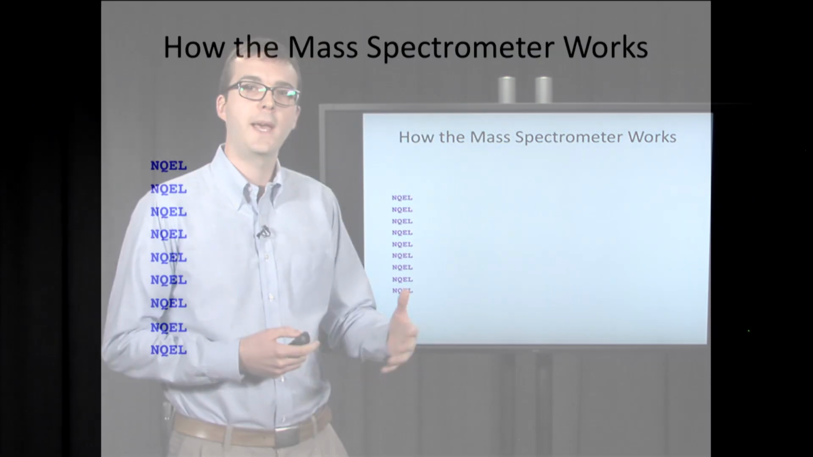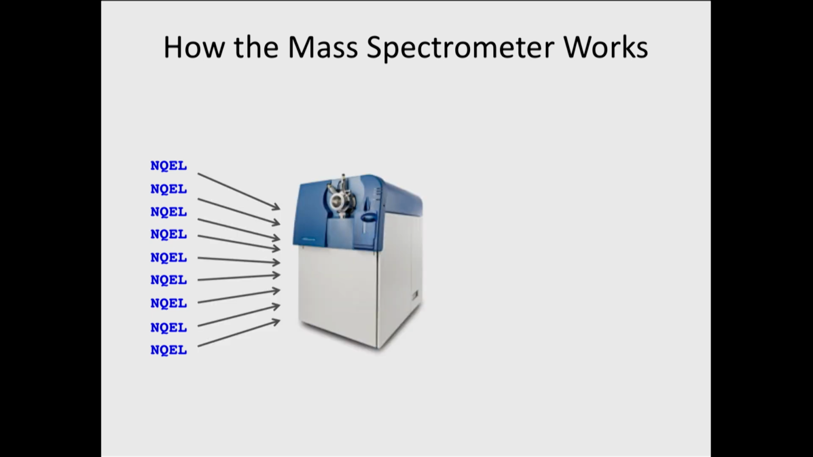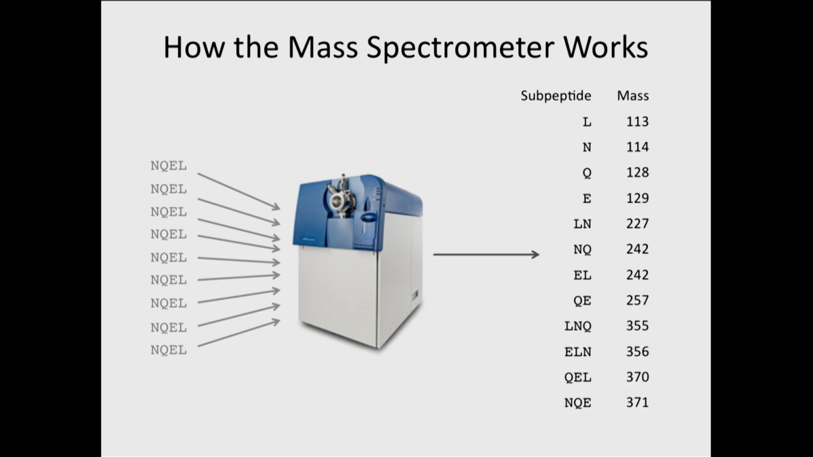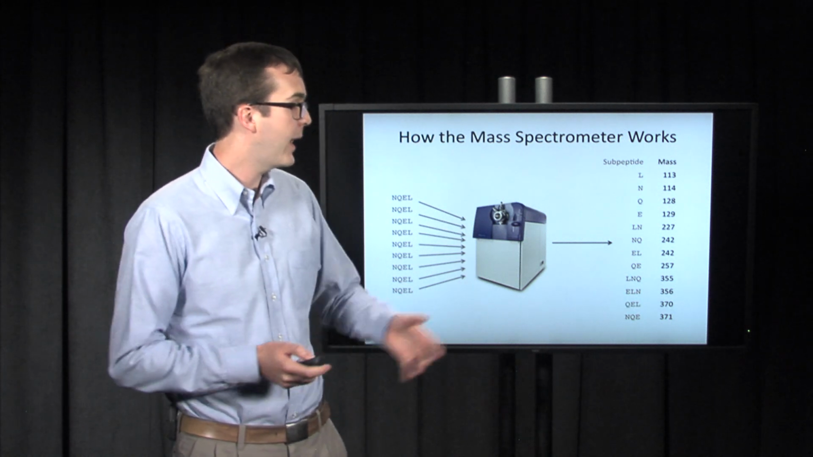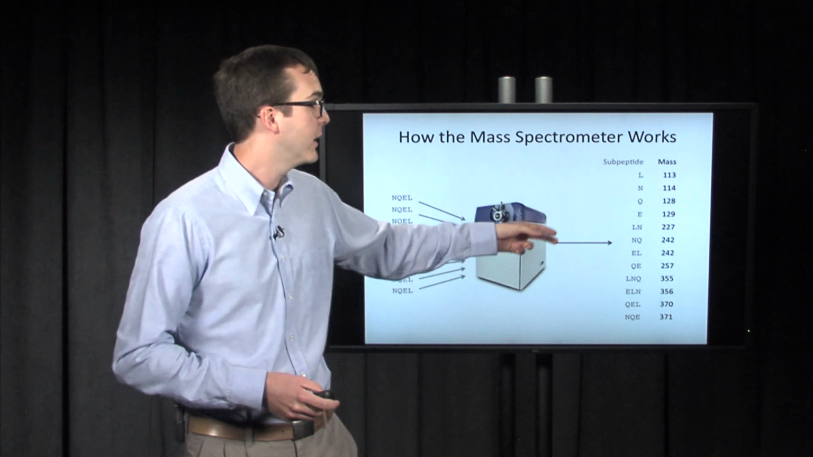So let me show you then how this mass spectrometer works. You're going to take multiple copies, a sample of this peptide, and you're going to plug them into the machine. And then the machine is going to chop them up into a lot of different pieces. It's going to blast them into fragments, and then essentially it's going to weigh these fragments. So this is an ideal scenario where it gave us the mass of every possible subpeptide or fragment of this NQEL circular peptide. And I'll highlight the masses because it doesn't tell us what the subpeptides are. It tells us what the masses are.